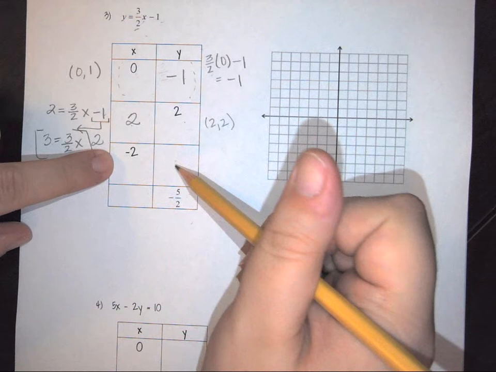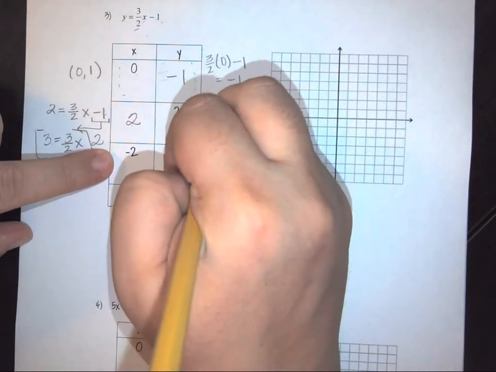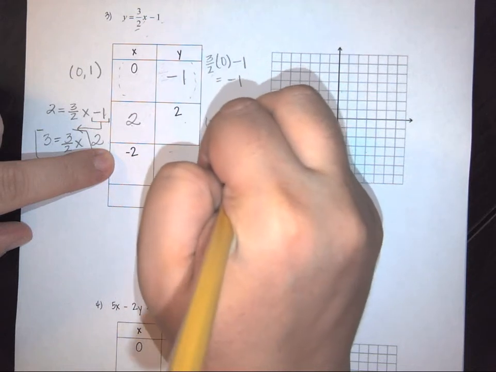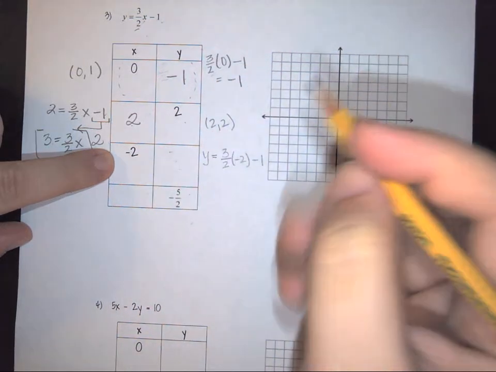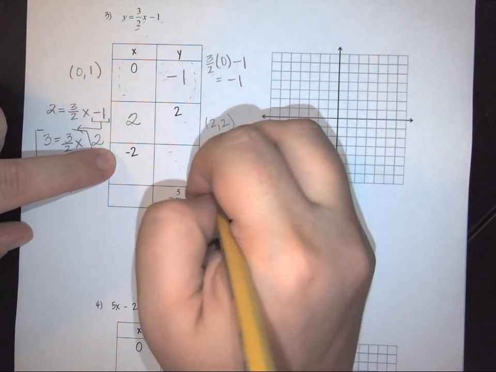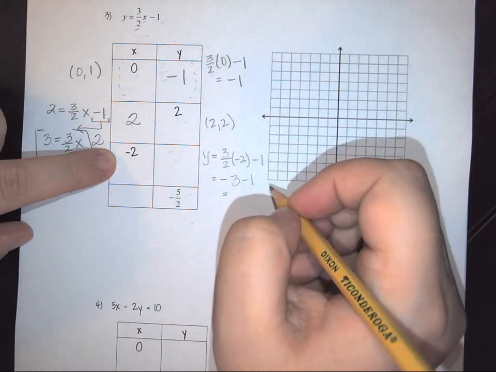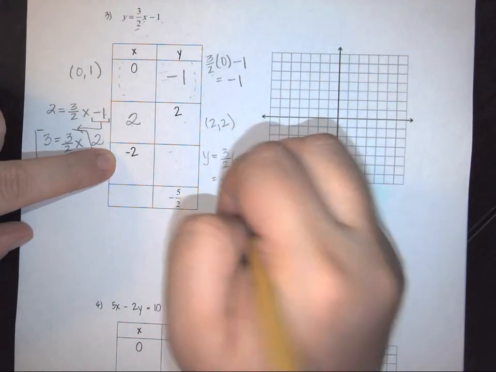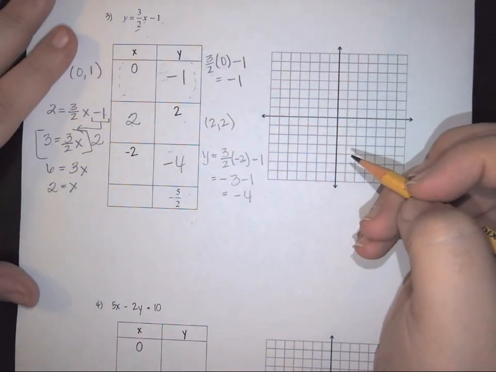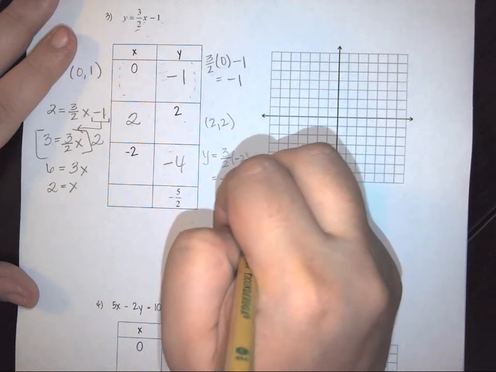Now we've got to do it again. So here my y is missing. So we have that y is going to be 3/2 times negative 2 minus 1. The 2 over 2 cancel out. Apply the negative, and this is a negative 3 minus 1. Negative 3 minus 1 is a negative 4, so that's what goes in here, thus making my next coordinate point the point negative 2, negative 4.